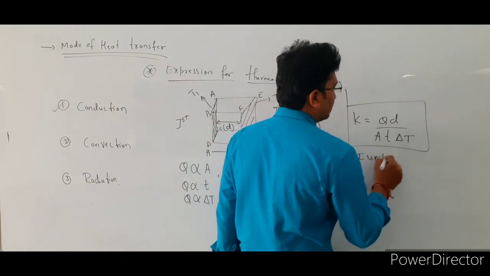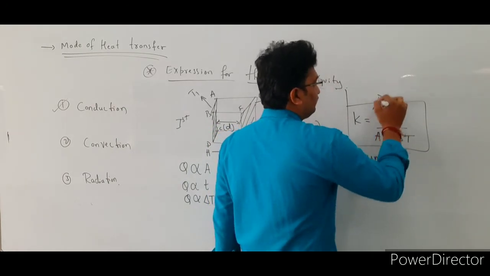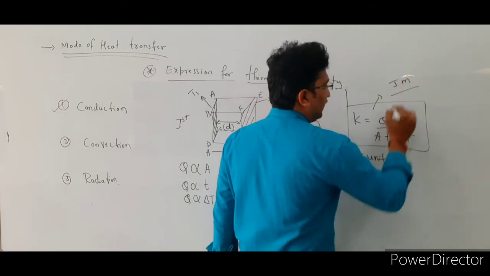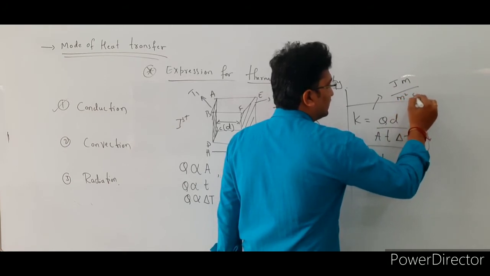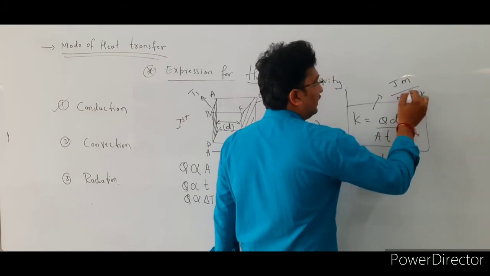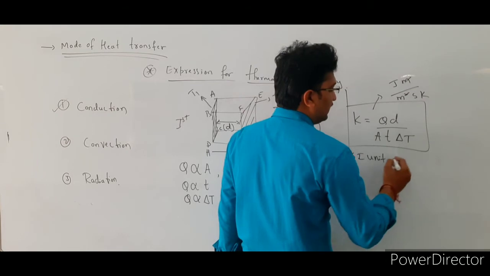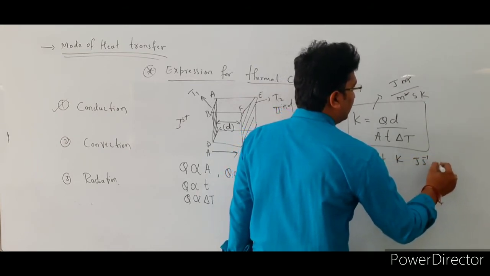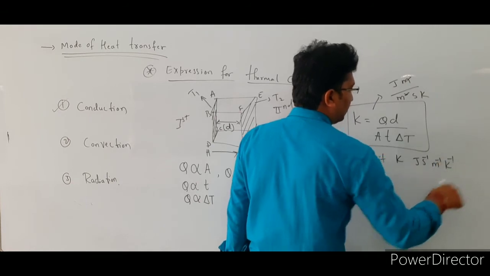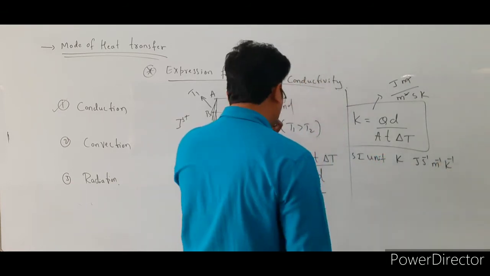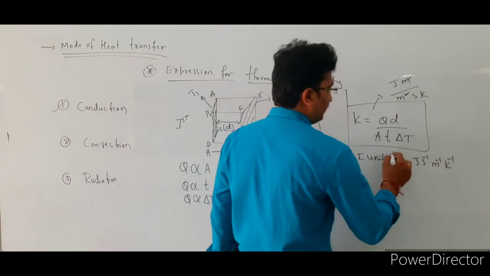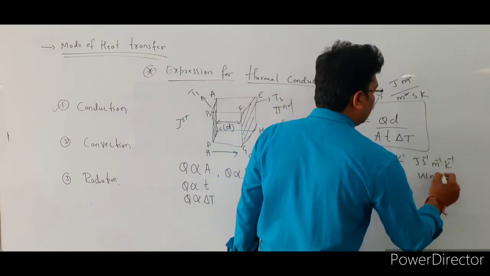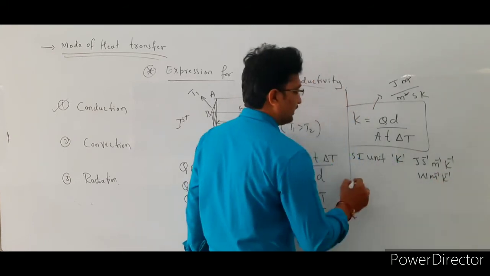So the SI unit is, here we already know that energy is joule, distance is meter, area is meter square, time is second, and change in temperature is Kelvin. Here one meter gets cancelled. Then the SI unit of K is joule per second per meter per Kelvin. So this is the SI unit of K, that is joule per second per meter per Kelvin, or watt per meter per Kelvin.